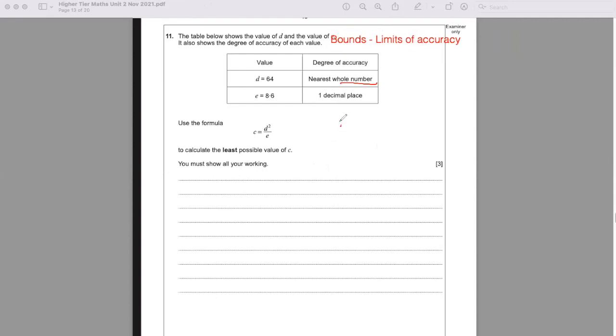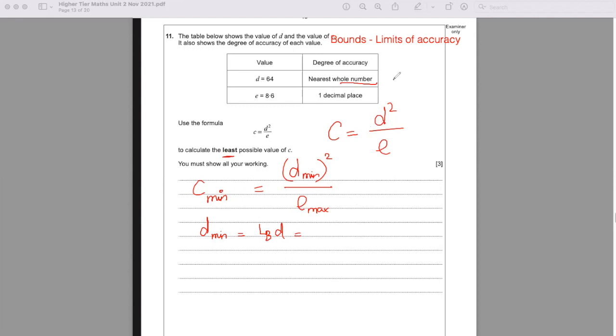Now, use the formula C is equal to D squared divided by E, and calculate the least possible value of C. So you want C to be the minimum or the least value. That means your D, the top one, has to be the minimum. You want it to be the smallest possible divided by the biggest possible, so E max. So let's work out the D minimum, which just means the lower bound of D, which is nearest whole number.